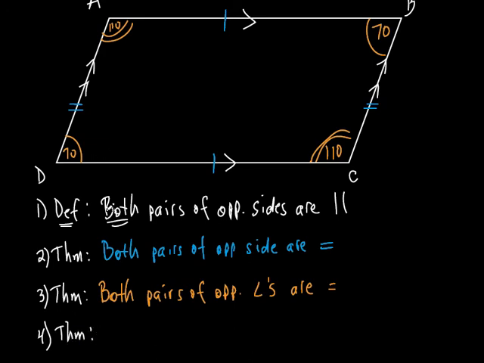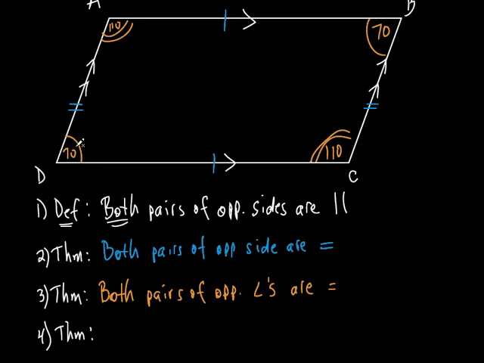Now, it kind of deals with what we just dealt with. Look at this. We call these, let's see how they say it, the consecutive angles. All right, the angles right next to each other. So the 70 and this 110.